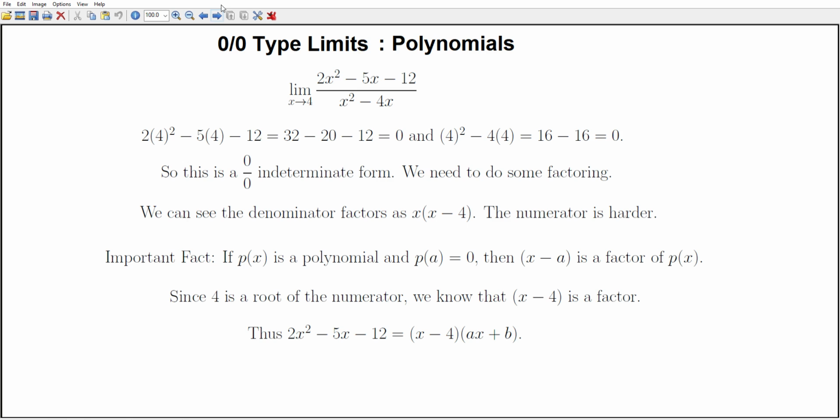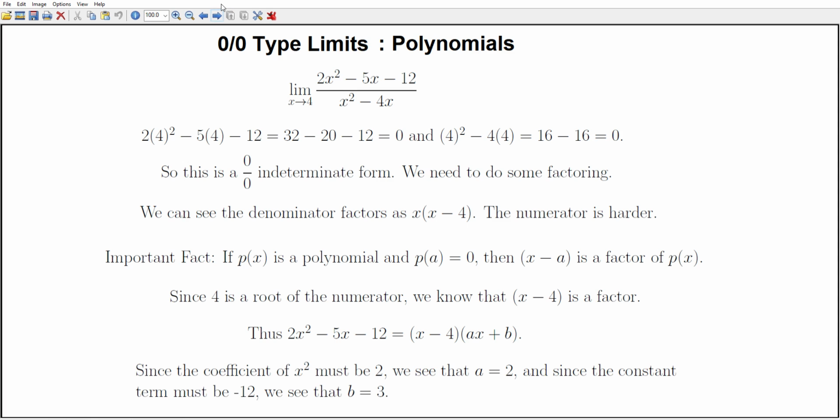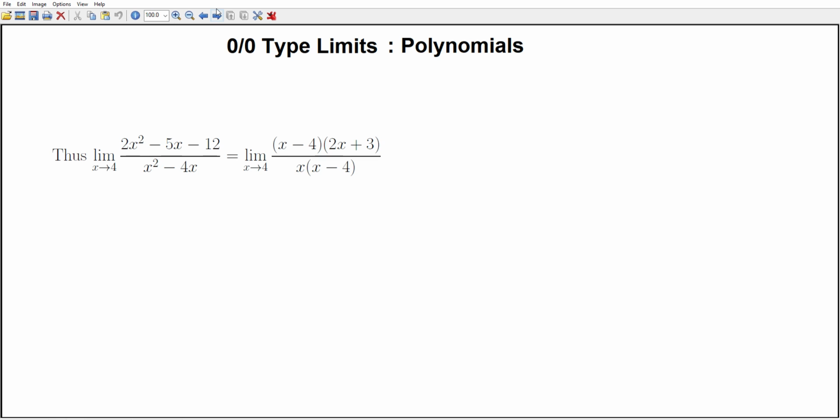And we can write 2x squared minus 5x minus 12 as x minus 4 times a linear factor, which looks like ax plus b, and we want to find a and b. Now the nice thing here is, since x times ax has to give us 2x squared, we see that a is 2, and since minus 4 times b is the constant term and must be minus 12, we see that b is 3. Thus we can rewrite this limit as the limit as x goes to 4 of x minus 4 times 2x plus 3 over x times x minus 4.